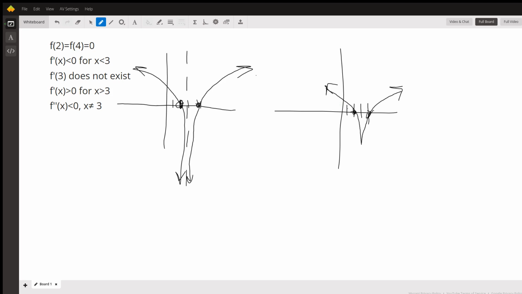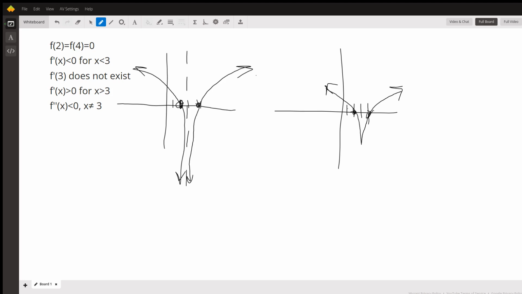f of 2 equals f of 4 equals 0. Both of those have it. The derivative for x less than 3 is less than 0, meaning it's decreasing. So you can see the graph is decreasing for x less than 3 in both cases. It's getting smaller.